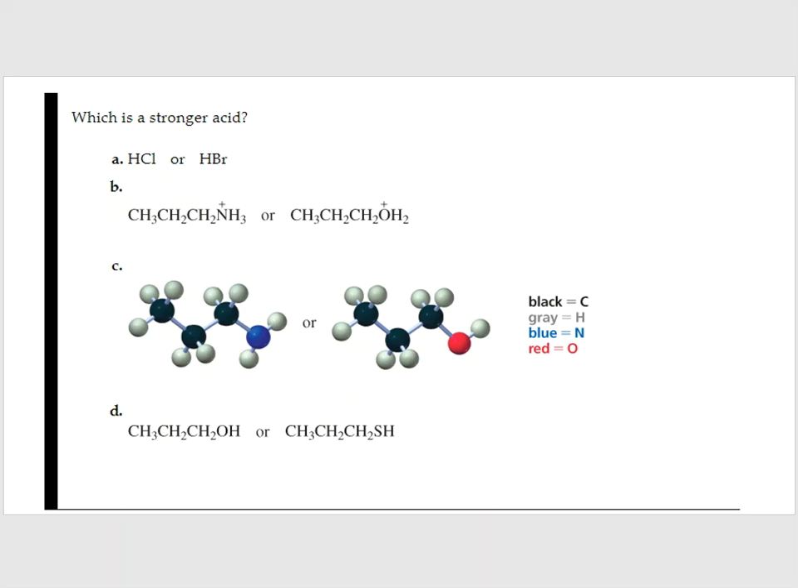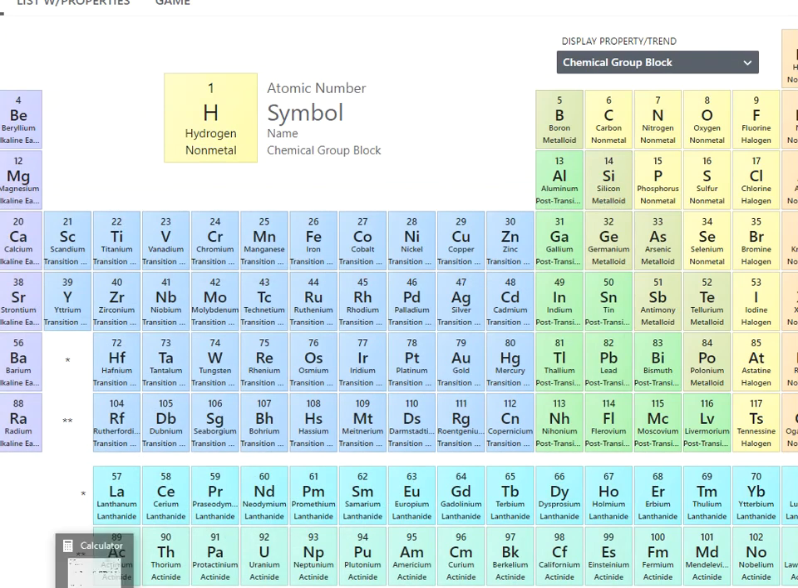What's the difference? Well, the difference here is an N and an O. So I'm going to go back to the periodic chart and look at N and look at O. Now, these are in the same row. So size has nothing to do with it here. Size is not going to be the determinant factor.